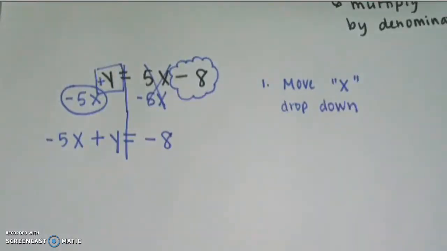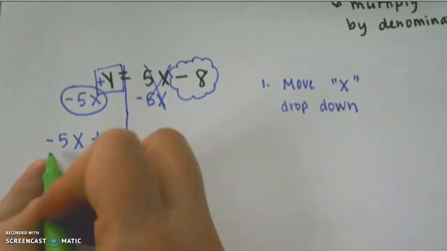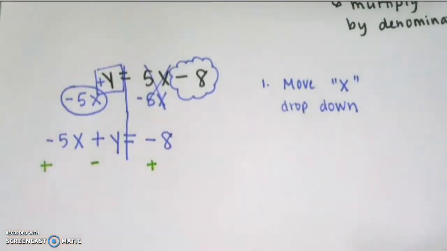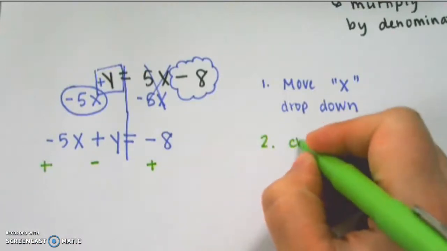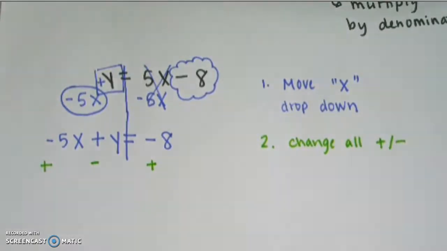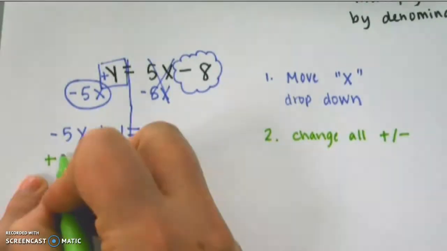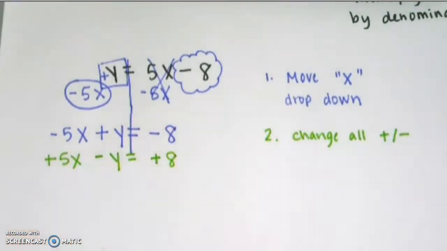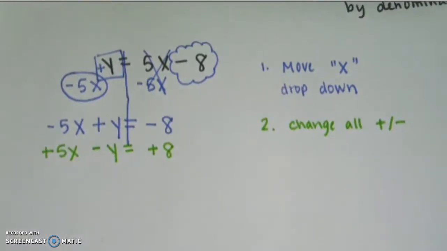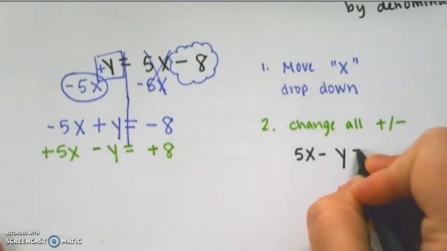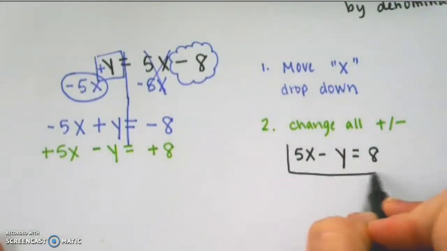All right, and now I have to just look at my leading number. My leading number has to be positive, and right now this is a negative 5x. So that means that has to change, that has to change, that has to change. If you have to change the first one, you have to change all of them. Change all of the signs. So this would become a positive 5x minus y, and that would become a positive 8. So my final answer, 5x minus y equals 8. There's my final answer.